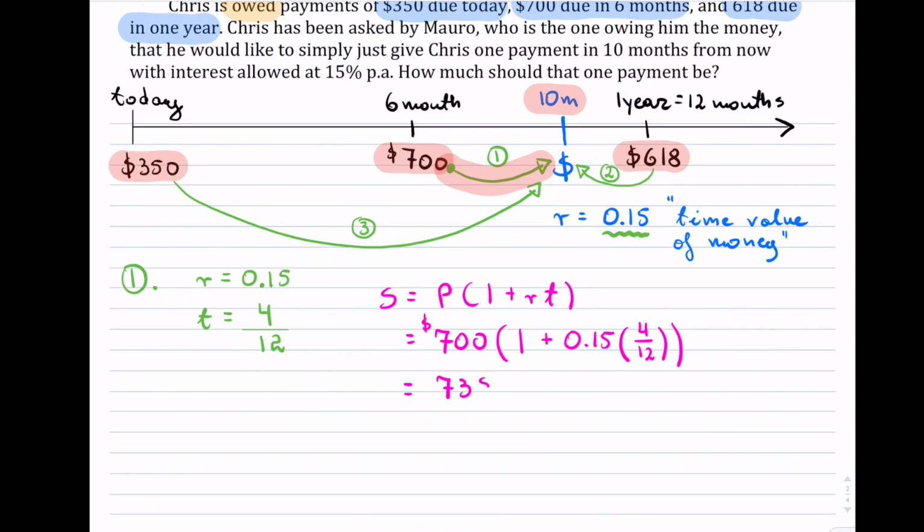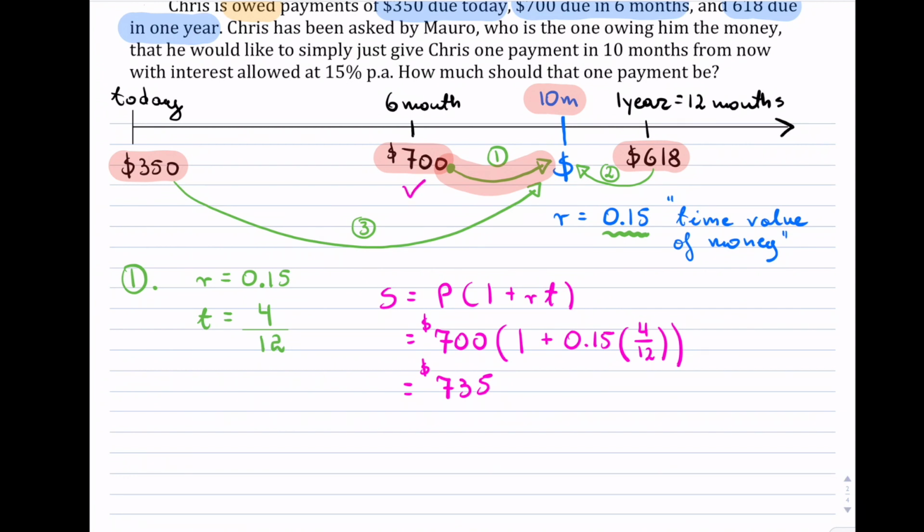Now, does that make sense? Of course it does. Notice it is more than 700. So what this is saying is that $700 at 6 months is equivalent to $735 at 10 months at 15%, okay, time value of money. That's what that means.